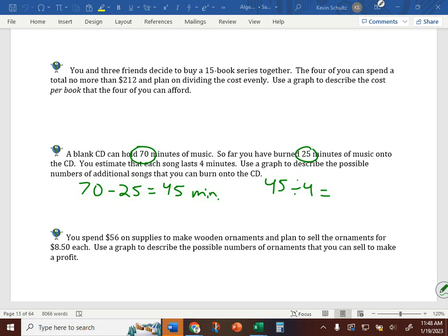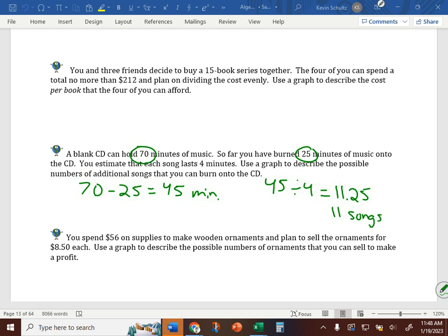Nathan said that it works out to be 11. It's a slight decimal there. So if it's 11.25, can you put a quarter of a song onto a CD? I'm assuming you can't, right? And so you can put 11 songs on this CD.